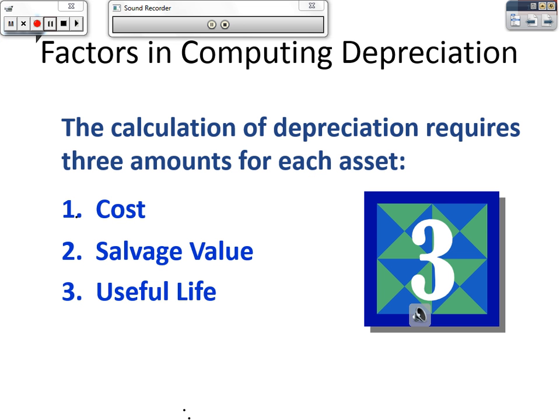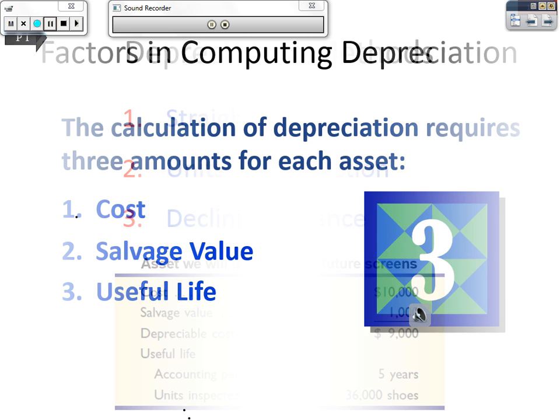So factors in computing depreciation. First thing is the cost. How much did we pay for the asset? Second thing is salvage value. What do I mean by salvage value? Not the amount of depreciation, but what is left after you have used its useful amount. What is left. And then useful life is the number of years that it expects to be in use, and that is truly an estimate.